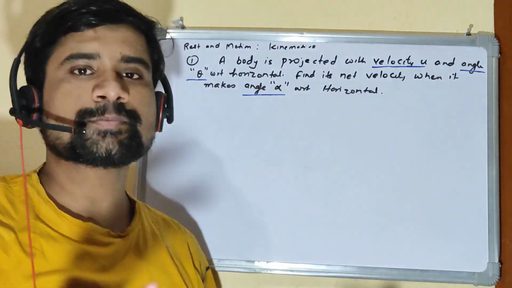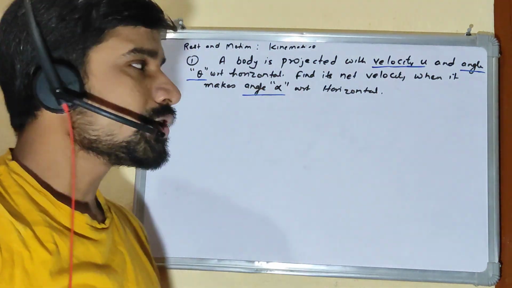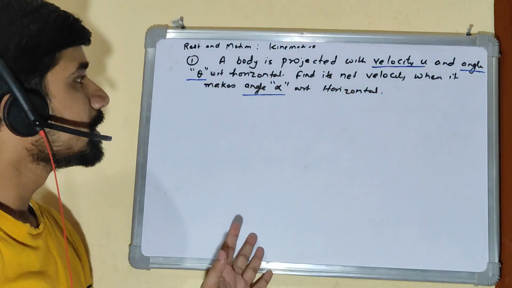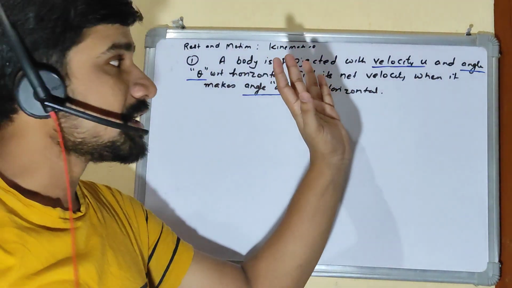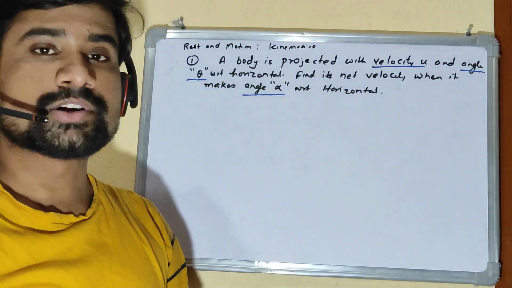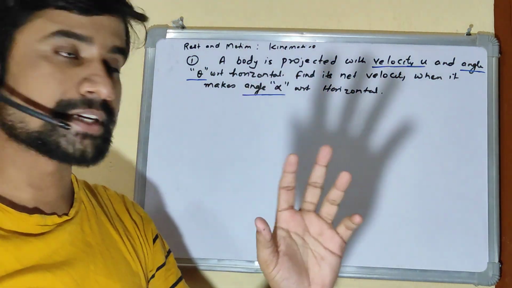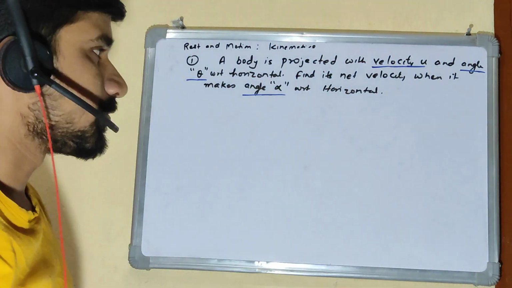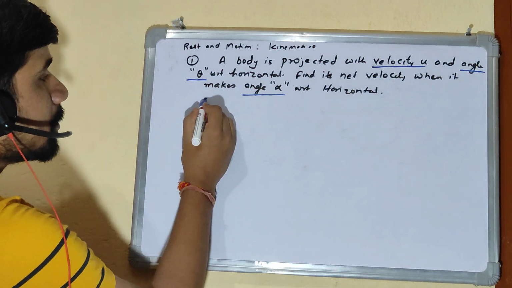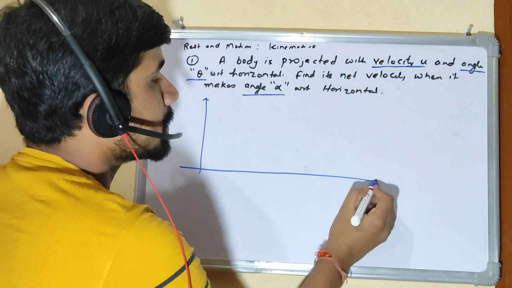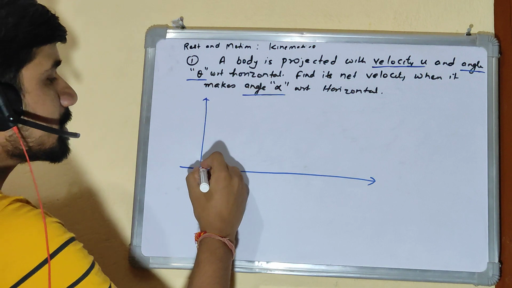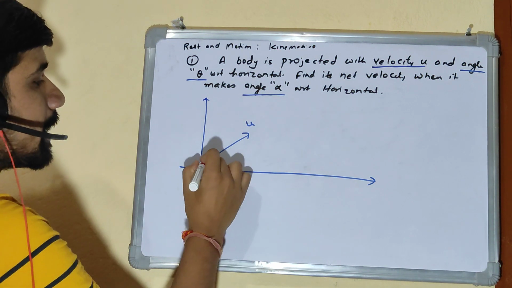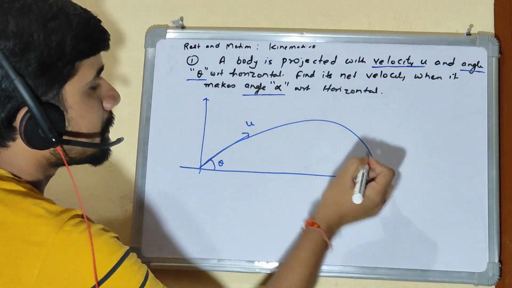Right, so we understood the case of horizontal projection. Now let's solve one problem on projectile motion, right? The problem states that the body is projected with velocity u and angle theta with respect to horizontal. Find its net velocity when it makes angle alpha with respect to horizontal. So let's draw the diagram first. This is a problem of the projectile motion we discussed. The initial velocity is u, the angle is theta, and let's say this is the trajectory of the body.